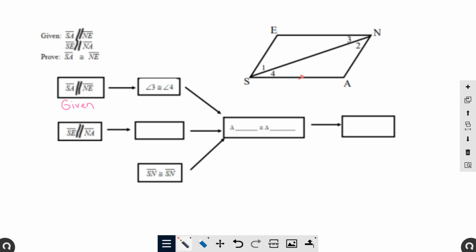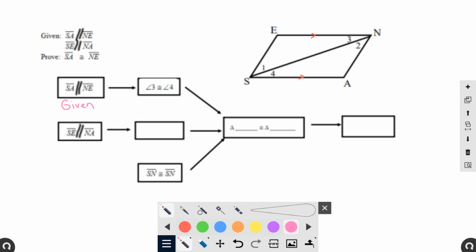So SA is the bottom line, NE is the top line. When you see parallel lines, you could come up with 4 special angles. What are the 4 special angles from last unit? Alternate interior angles are congruent. Alternate exterior angles are congruent. Corresponding angles are congruent. Same side interior are supplementary. They make 180. Good.